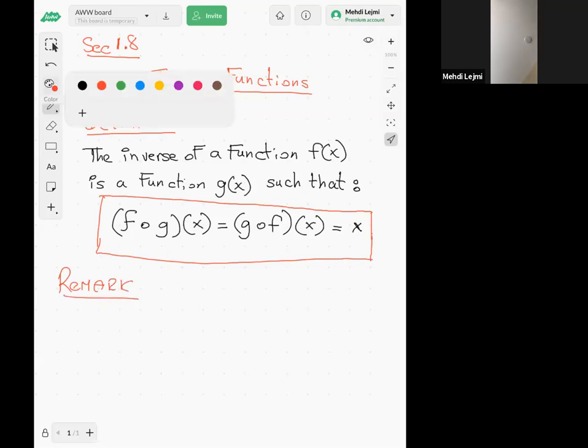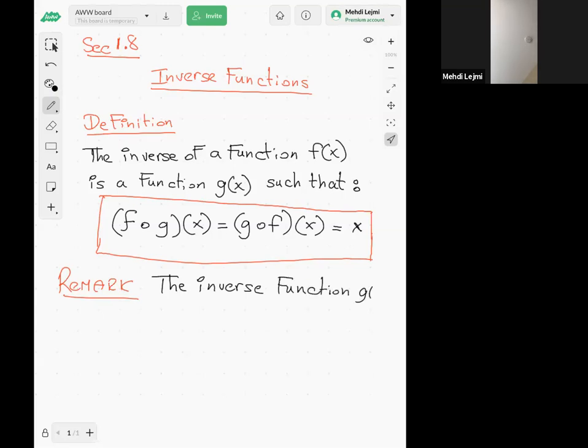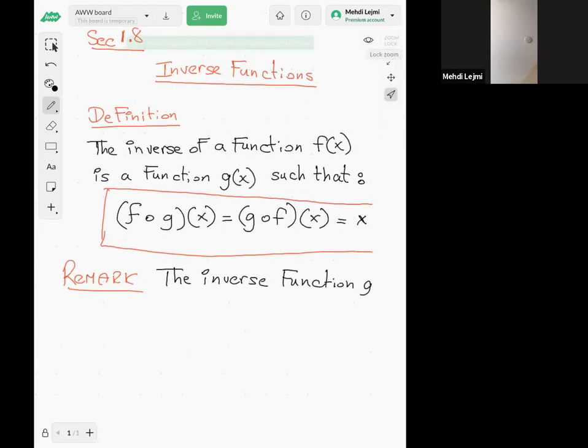So the inverse function g of x is not 1 over f of x. Right.